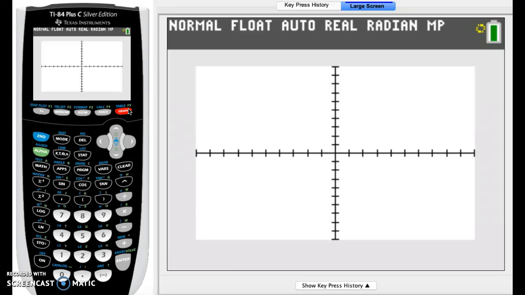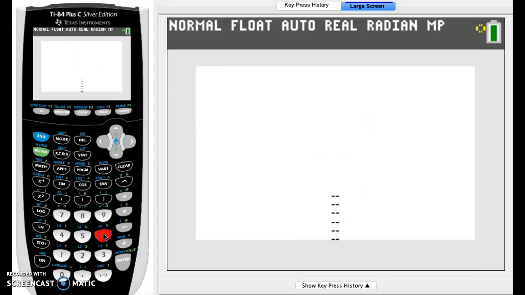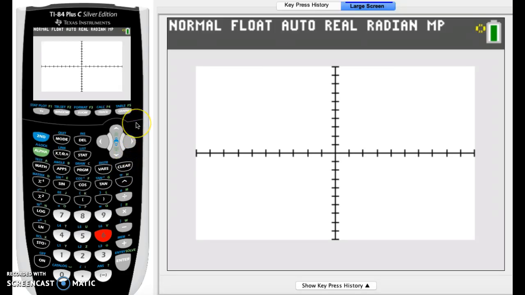And mine's currently set at the standard window. I'm at 10 by 10 for my picture. So luckily I can see a chunk of my picture. Okay, so if I want to zoom out, I could, but for what I'm going to teach you how to do, you're okay in this 10 by 10 window. So if you're not in this window, you should hit zoom and go down to that 6th option, zoom standard. And it'll regraph it for you in the same window as mine.